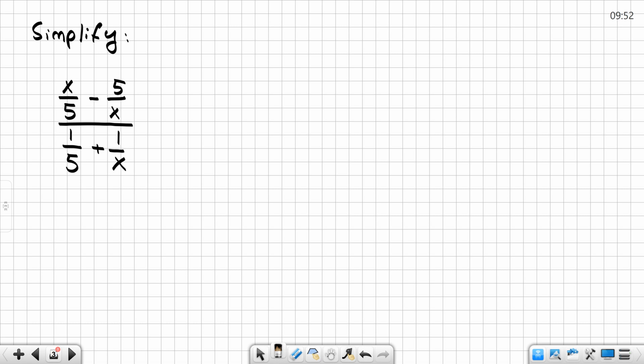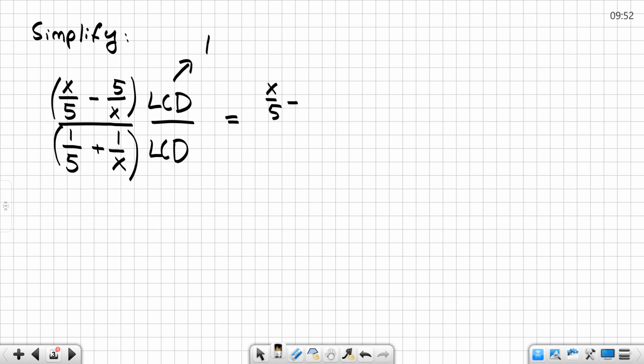And I will use the method where I find the least common denominator and multiply the top and the bottom by the least common denominator divided by itself. Because this again is nothing else but 1. So you multiply something by 1, that doesn't change anything. So what is the least common denominator here? Let me write down the problem one more time. Plus 1 over x. So what are the denominators?